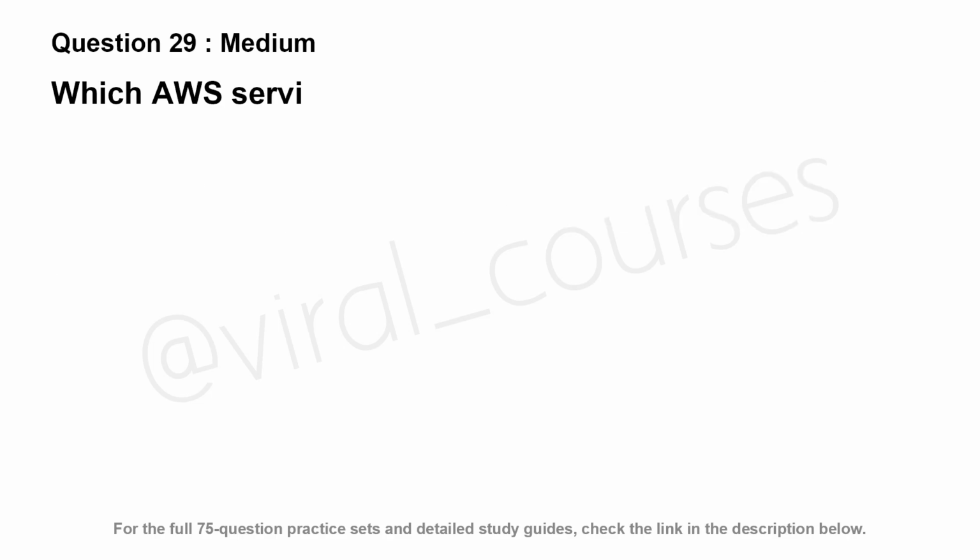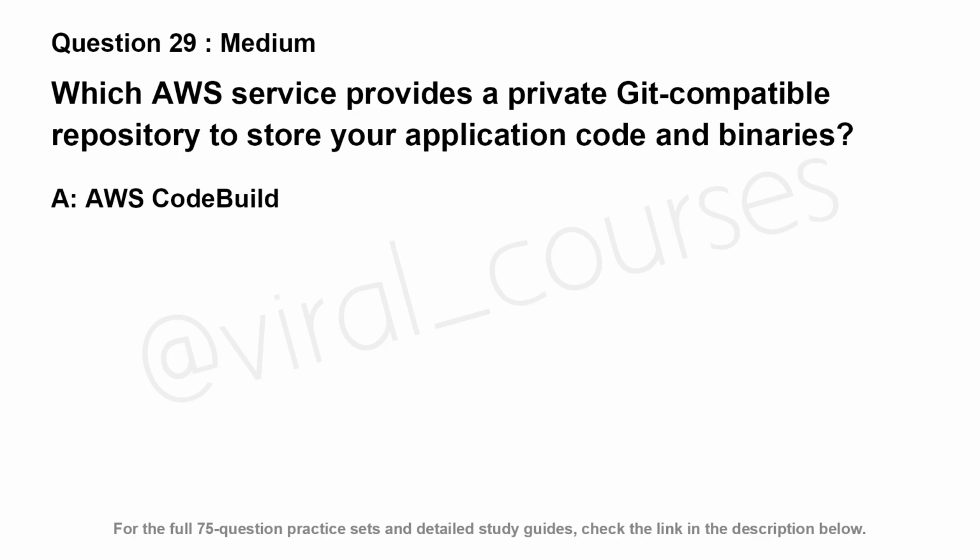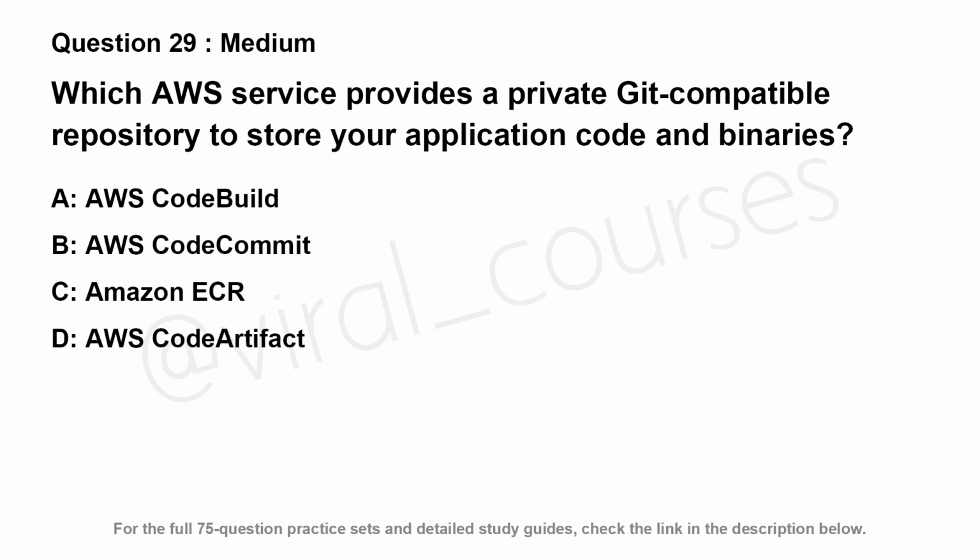Which AWS service provides a private Git-compatible repository to store your application code and binaries? Option A, AWS CodeBuild. Option B, AWS CodeCommit. Option C, Amazon ECR. Option D, AWS CodeArtifact.